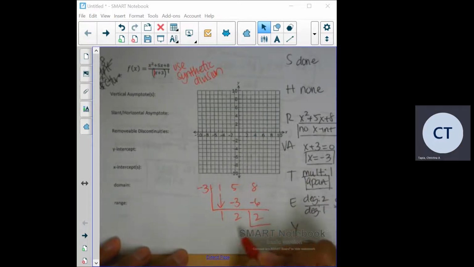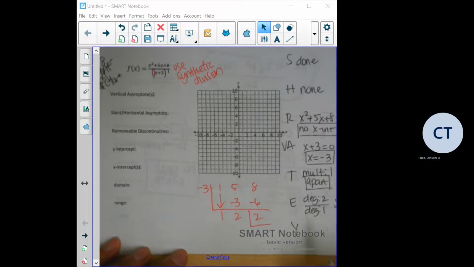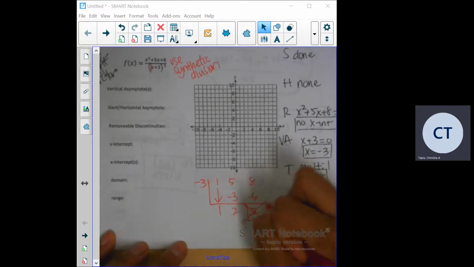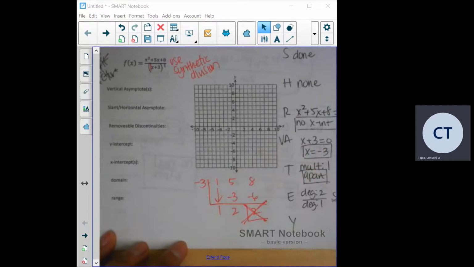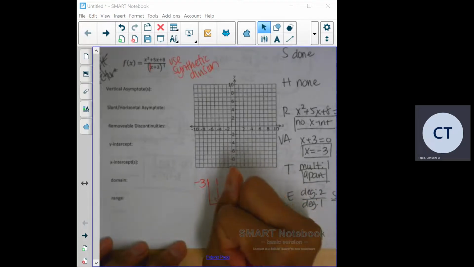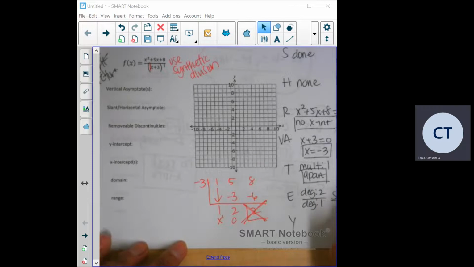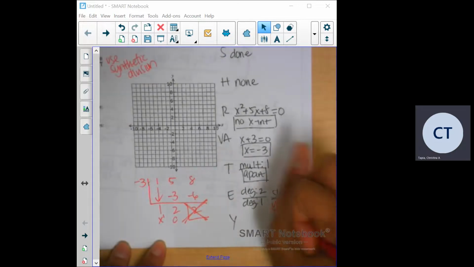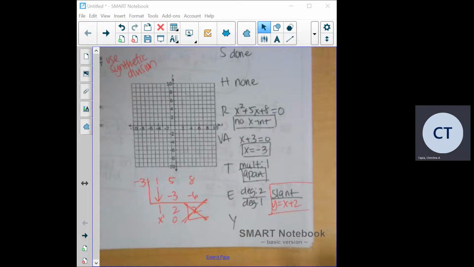Does this remainder affect your slant asymptote? No, it doesn't. If you remember from Algebra 2, whatever the remainder is, it's not going to affect your equation for your slant asymptote. Your slant asymptote just needs a slope and a y-intercept. Especially for our class, we're just looking at linear slant asymptotes. Here's your constant, here's your x to the first power. So the slant asymptote that I'm going to use is y equals x plus 2. That's the equation for your slant asymptote.